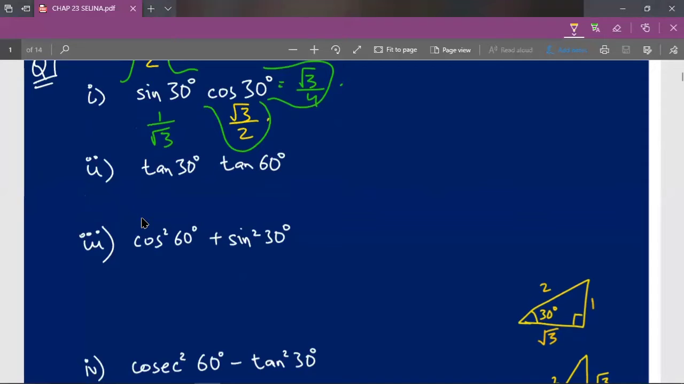So tan 30 degree and tan 60 degree here. As I've said before, if there is no symbol in between these two terms, I'll assume it as a multiplication symbol. I have not referred to it before, but it will be a multiplication symbol, unless there is another operation assigned to it.